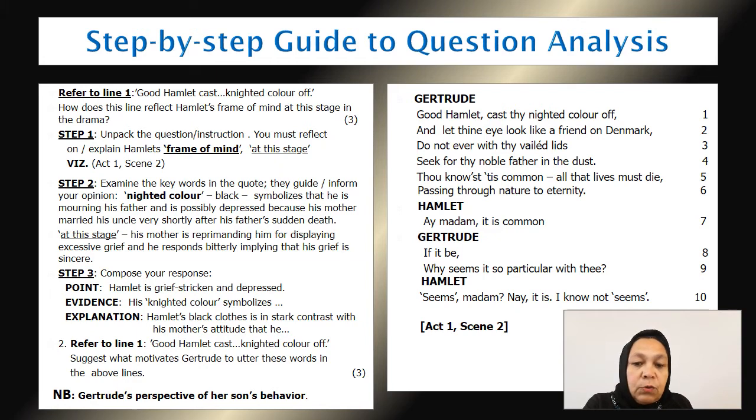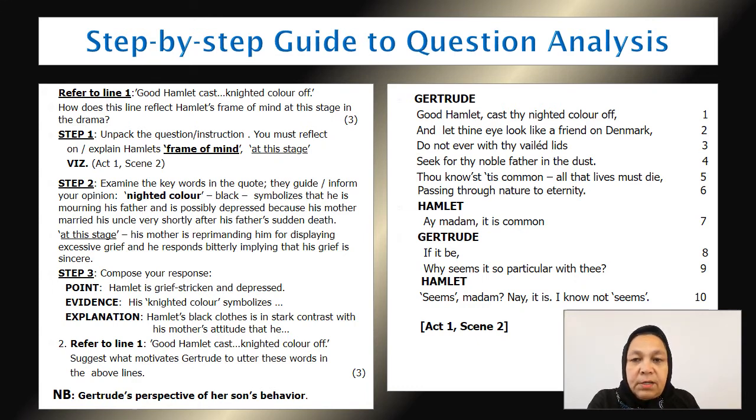Then your explanation would follow, and your explanation would be a kind of link between your evidence and the point that you have made, or your opinion. So with your explanation, you're basically suggesting how your evidence reinforces or supports your first step, your opinion or point. Here we can say that Hamlet's black clothes are in stark contrast with his mother's attitude that he should stop mourning, and then you will link to why Hamlet is depressed or grief-stricken.